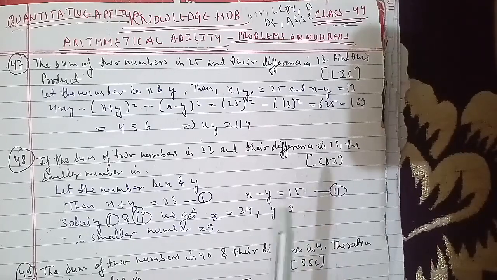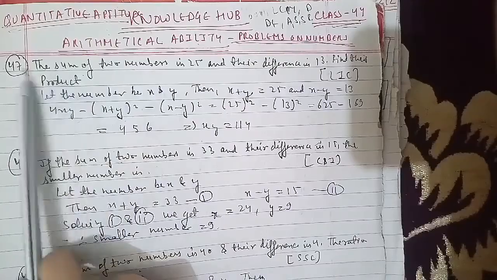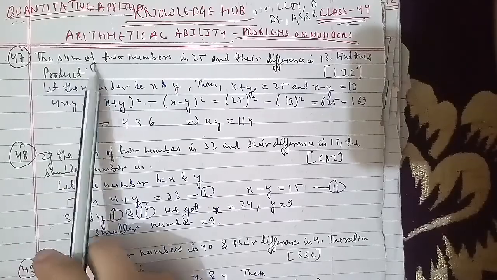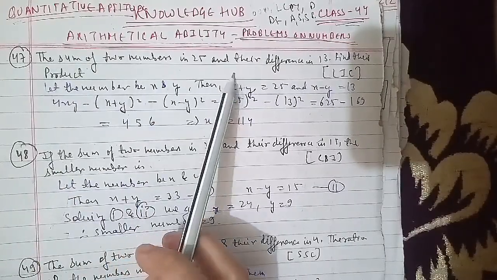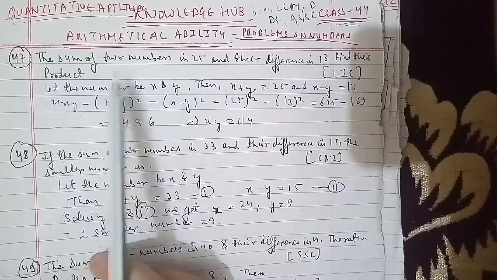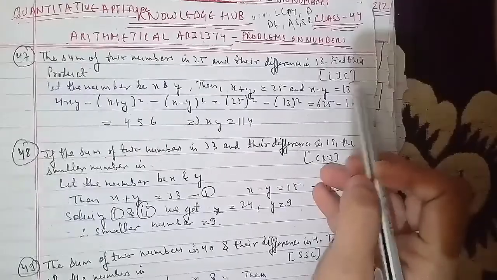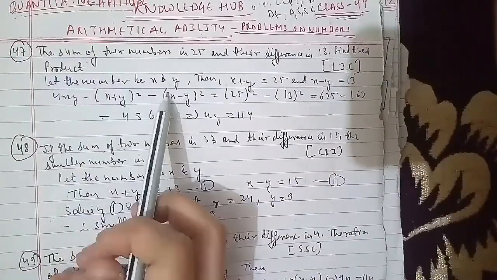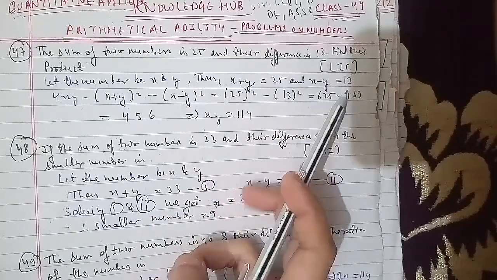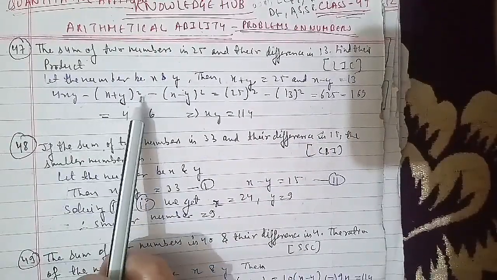In the last class we had done up to the 46th question, so today we'll start with the 47th question. The first question of the session is: the sum of two numbers is 25 and their difference is 13. You have to find their product. This has been asked in the LIC examination paper, and that is an important paper with respect to competitions. So let the numbers be x and y. Then x plus y equals 25 and x minus y equals 13, and so 4xy equals (x plus y) square minus (x minus y) square.